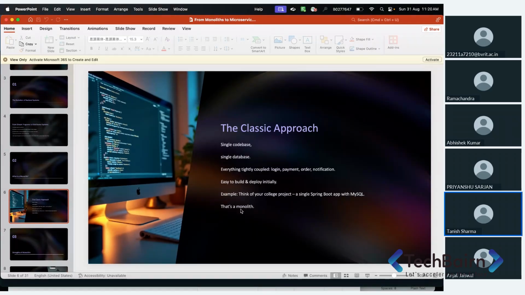To make it more generic, you can go through this example. Say there is some college project, and you need to define a few features. You can just put it in a single service and use a single database connection. So that's the whole nature of a monolith itself.